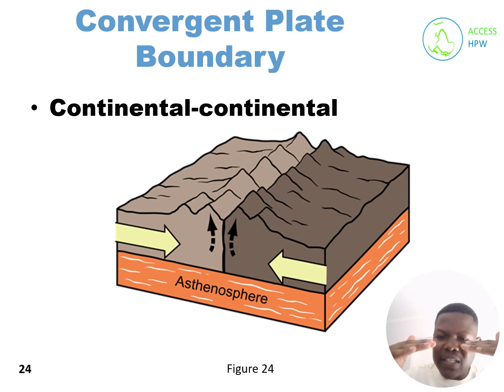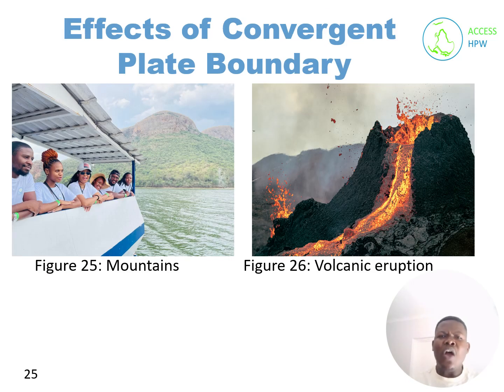The next one, we have continental. This is when two continents move towards each other. But because here we don't have more dense or less dense, when they meet, instead of one of them sinking, there's upliftment. That's how our mountains form. So what are the effects of convergent plate boundary? Like I said, the formation of mountains, that's one example. And also volcanic eruptions. Remember I said when the oceanic and continental meet, a little bit of the magma is able to escape to the surface, creating volcanic eruptions.